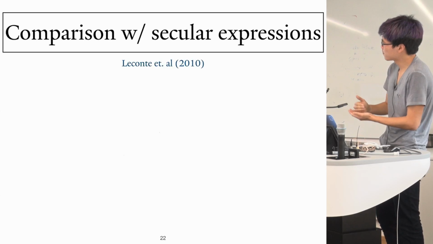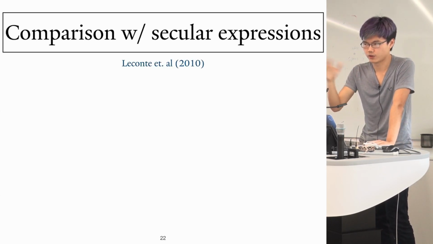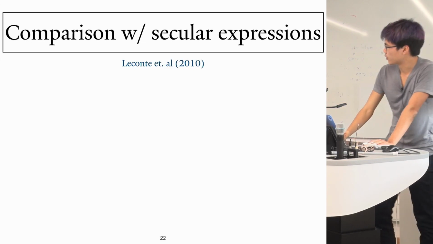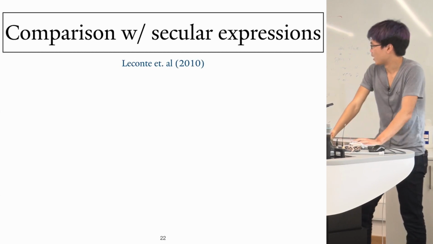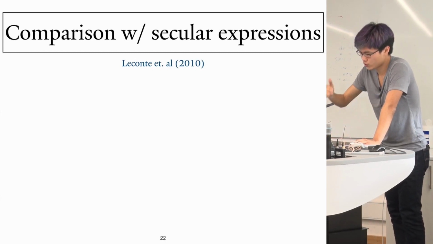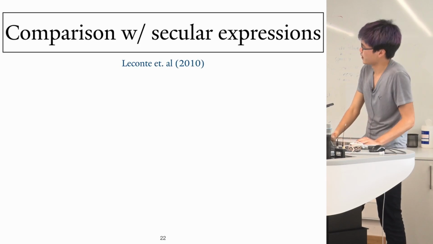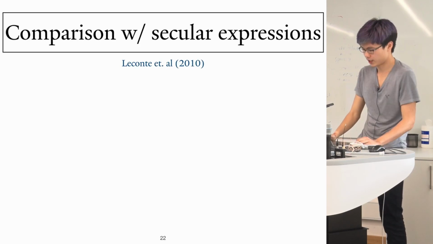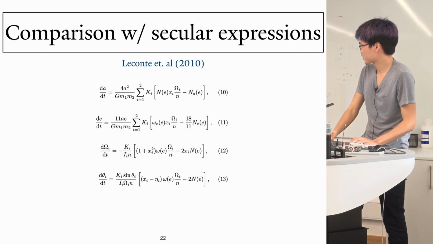So a pretty simple and obvious test of our code is a comparison with secular orbit-averaged expressions. We compare against the analytic expressions of Leconte et al. 2010, which were derived from an equivalent framework to the EKH framework, the Hut framework. These are the analytic expressions.